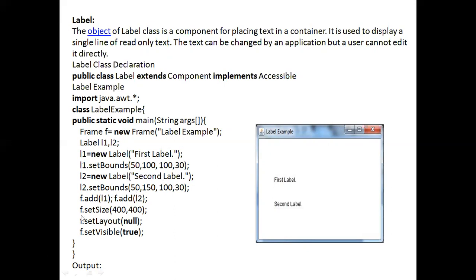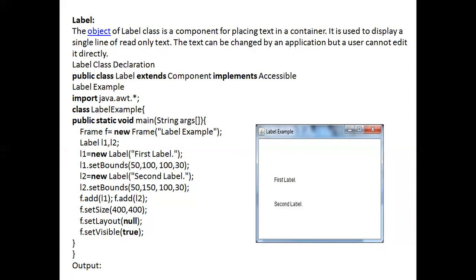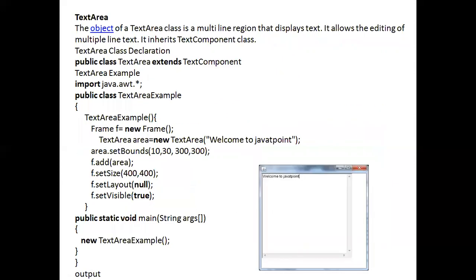After that, we are adding those labels inside the frame, LabelExample. The frame size is 400 by 400, layout is null, visible is true. Very easy. We can develop windows like this. Simple examples. Please learn all these examples. Very important.